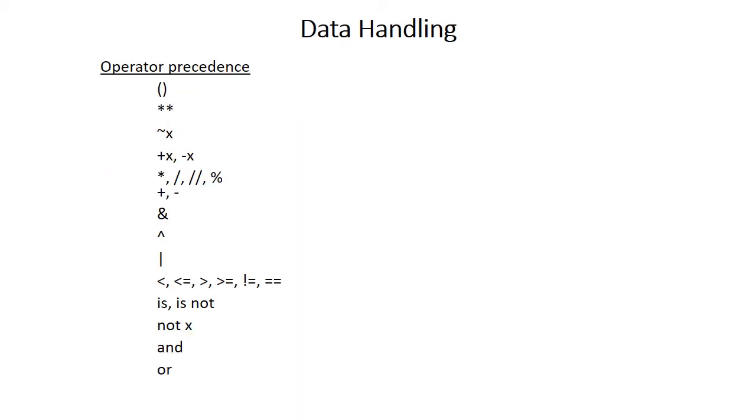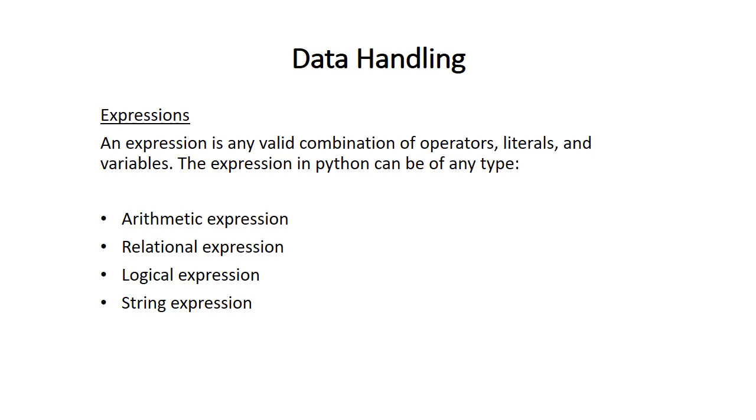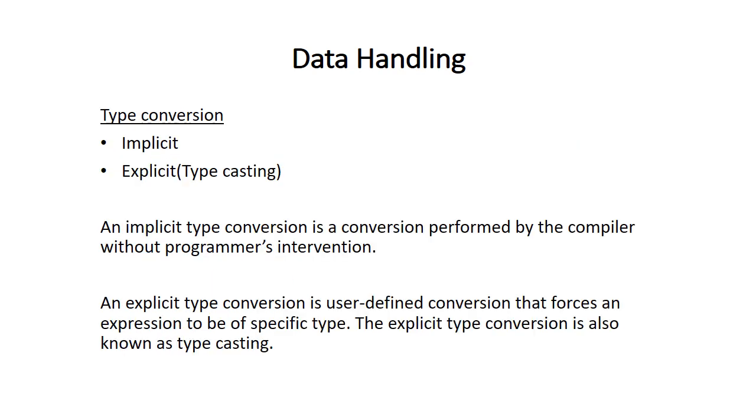In this slide, the precedence of the operators is given below. Expressions. An expression is any valid combination of operators, literals and variables. The expression in Python can be of any type given below: arithmetic expression, relational expression, logical expression and string expression.